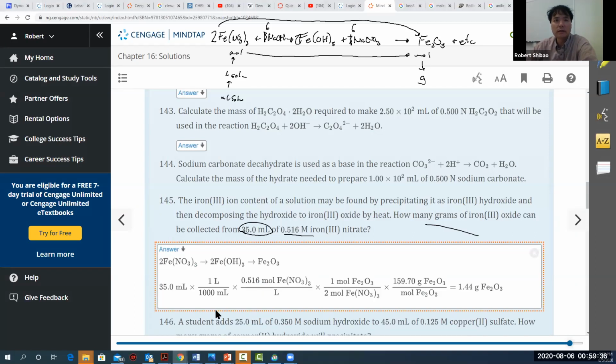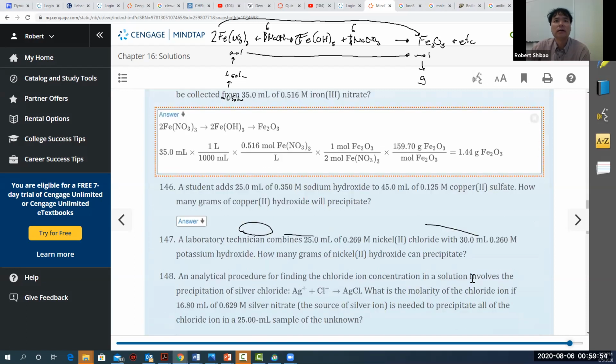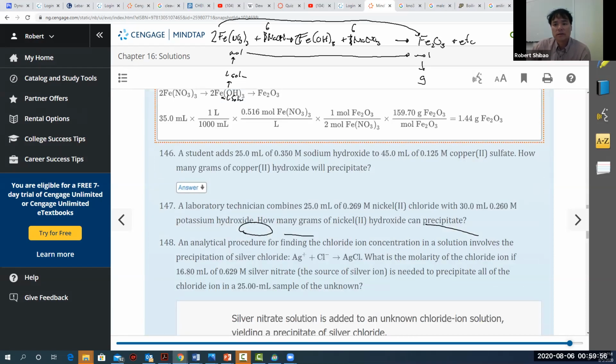Let's see what they did. So they went from milliliters solution to liters solution, liters solution to moles of iron 3 nitrate, moles of iron 3 nitrate to moles of iron 3 oxide. Even though it's a 2-step reaction, all the iron ends up there. And then to grams using the molar mass. So that's what they did there. Let's go to 146 here.